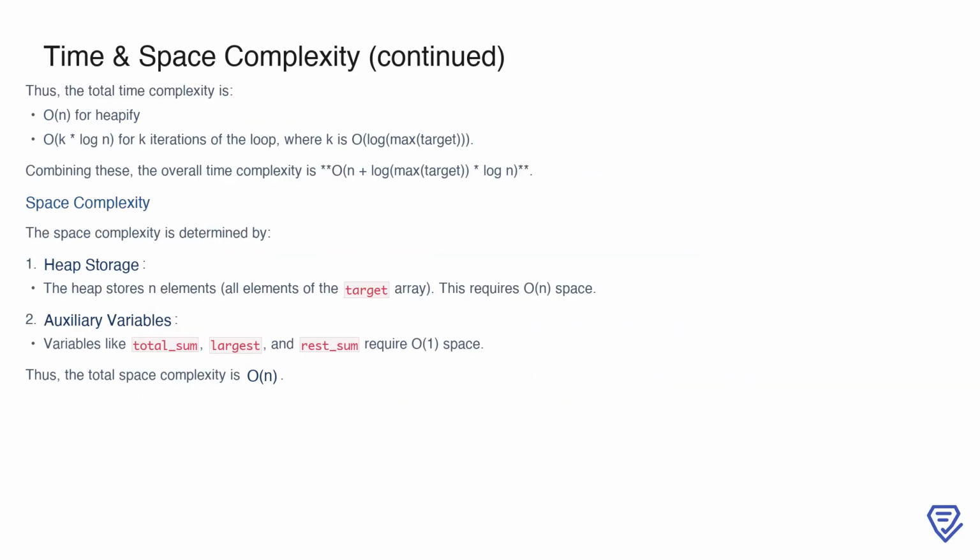Now, combining the time complexities of the individual components, we have O(n) for heapify and k*log n for the iterations of the loop, where k is proportional to O(log max_target). When we combine these, the total time complexity becomes O(n + log(max_target) * log n). For space complexity, the heap itself requires O(n) space to store all the elements of the target array. Additionally, we use a constant amount of space for auxiliary variables such as total_sum, largest, and rest_sum, which together take O(1) space. Therefore, the total space complexity of the solution is O(n), as the heap storage dominates.